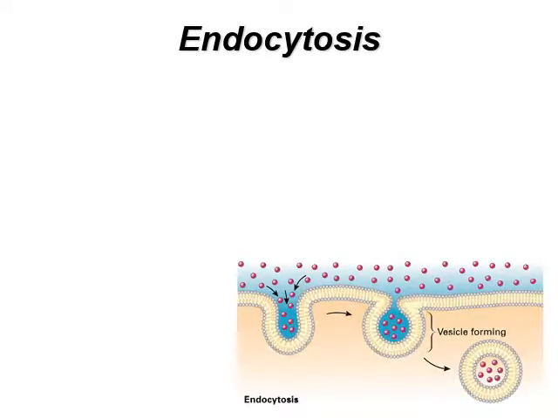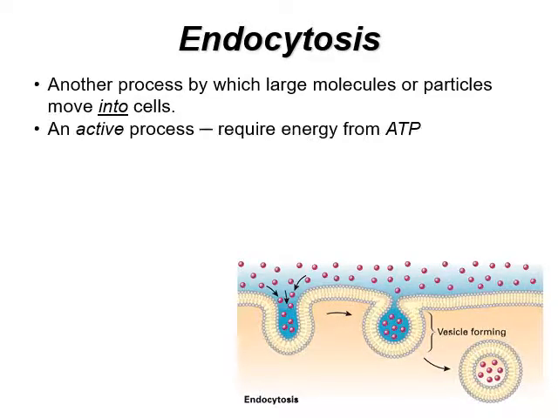All right, so endocytosis, we're going to move larger particles or molecules into the cell. And basically it's going to use ATP. You're going to see the cell has to move the plasma membrane. So you can see molecules moving in here. And what's going to happen is basically the plasma membrane pinches off and forms this vesicle.